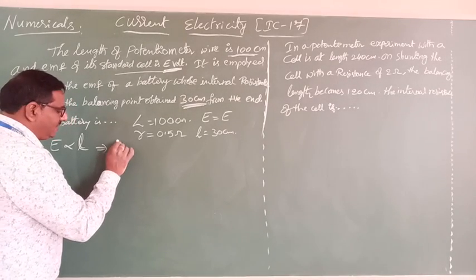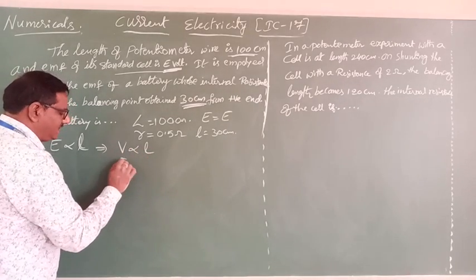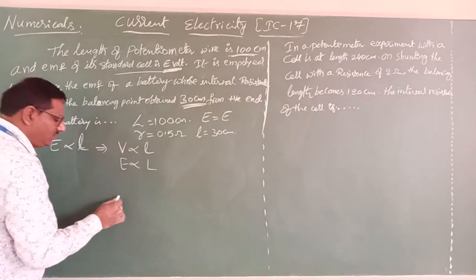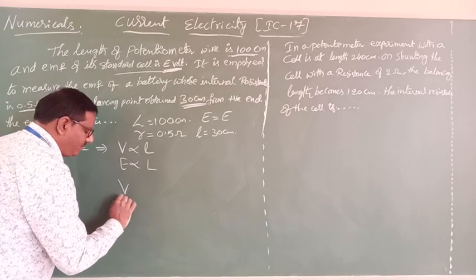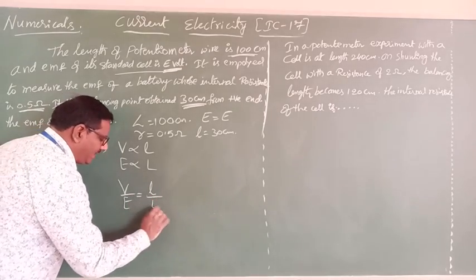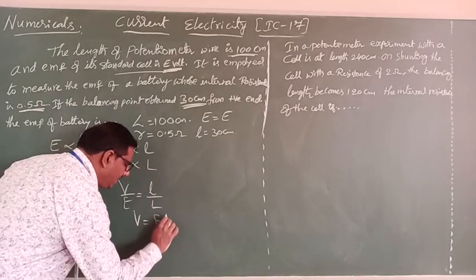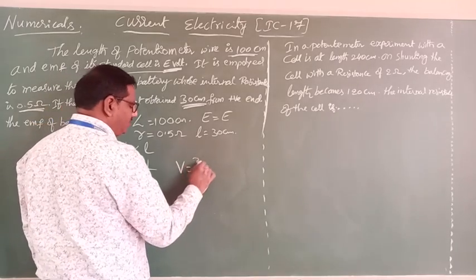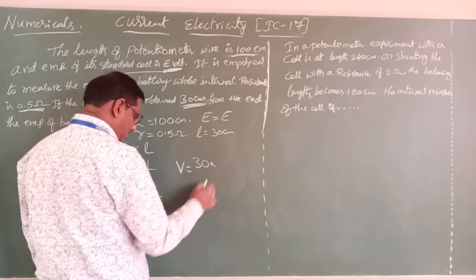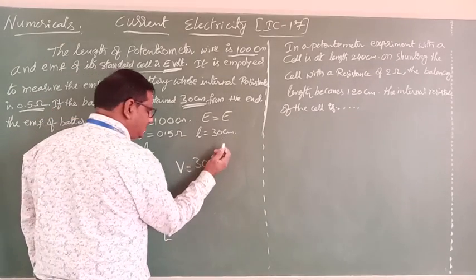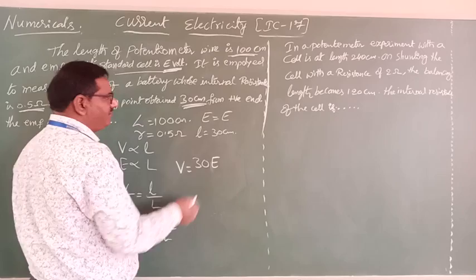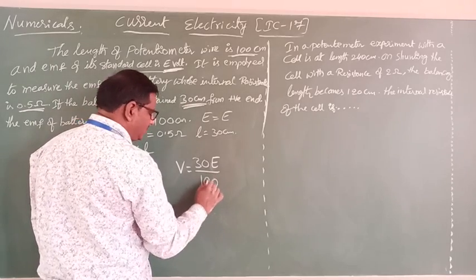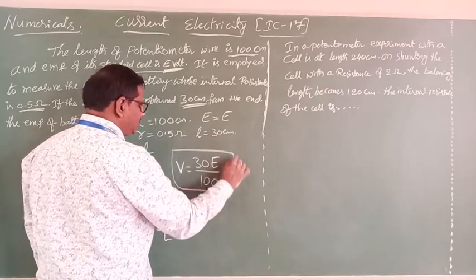Very simple. We can write V proportional to the balancing length, E proportional to the total length of the wire. Then V by E equals L by capital L. From that, V equal to E L by capital L. So V equal to small l, how much they gave? 30 centimeters. And what about E? That doesn't give any value, so directly we will write E only. So 30 E by total length, how much is it? 100 centimeters. So this is the answer.